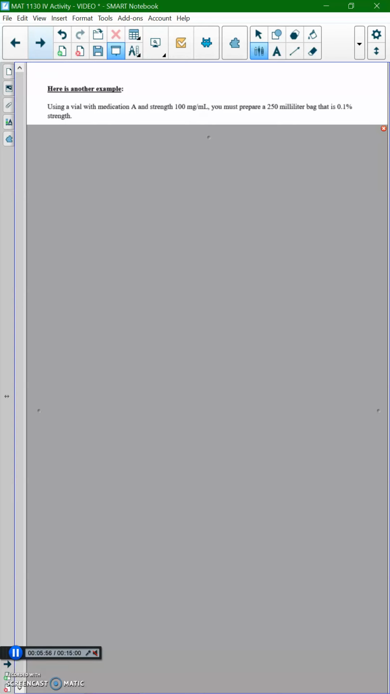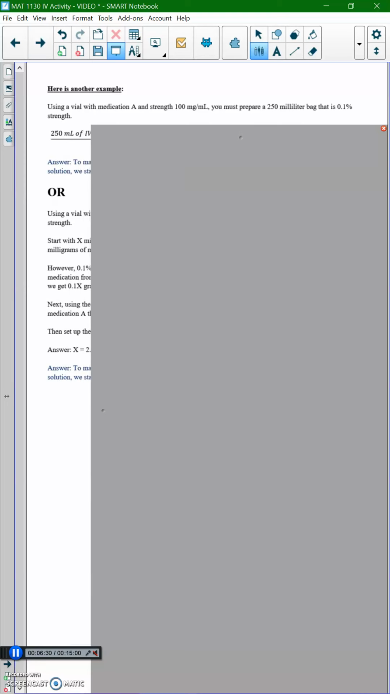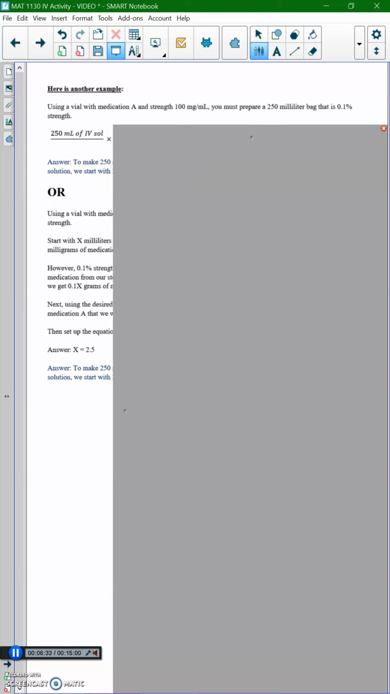So here in example number 2, we have a vial with medication A and a strength of 100 milligrams per milliliter. You must prepare a 250 milliliter bag that is 0.1% strength. And so we said, if we're going to use dimensional analysis to help us prepare this IV bag, we're going to start with what we know about the volume of the bag. We know we need to prep a 250 milliliter IV bag. So we will go ahead and start. We need 250 milliliters of IV solution.